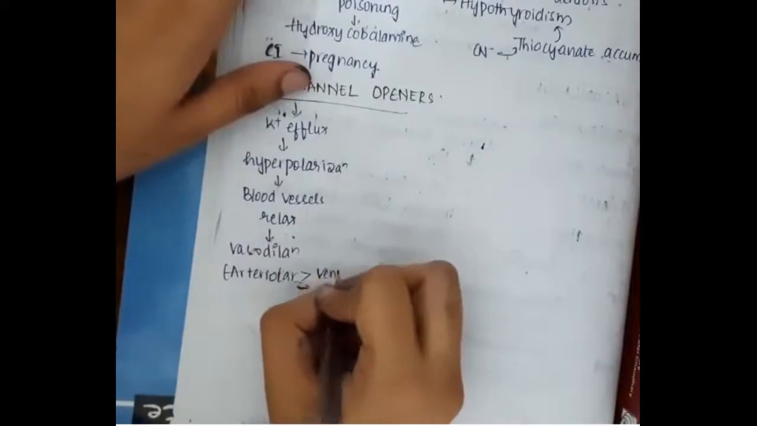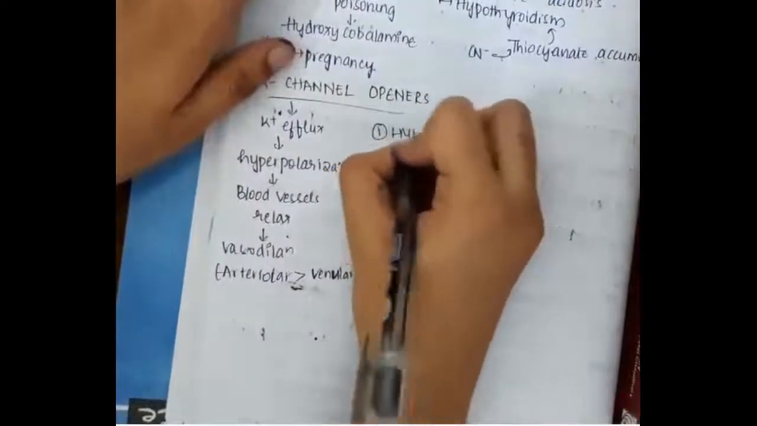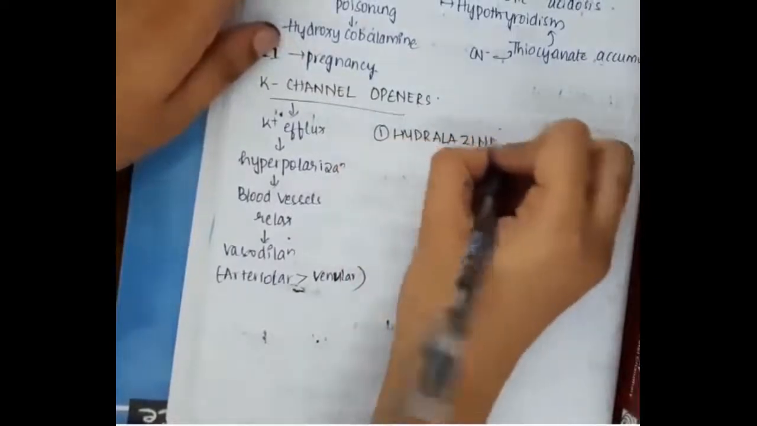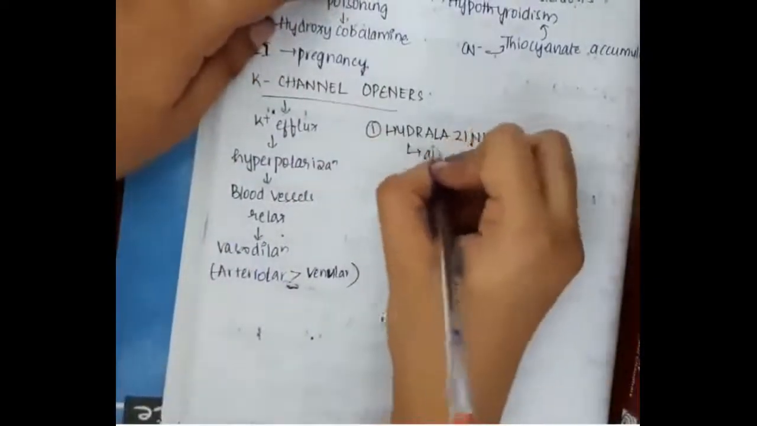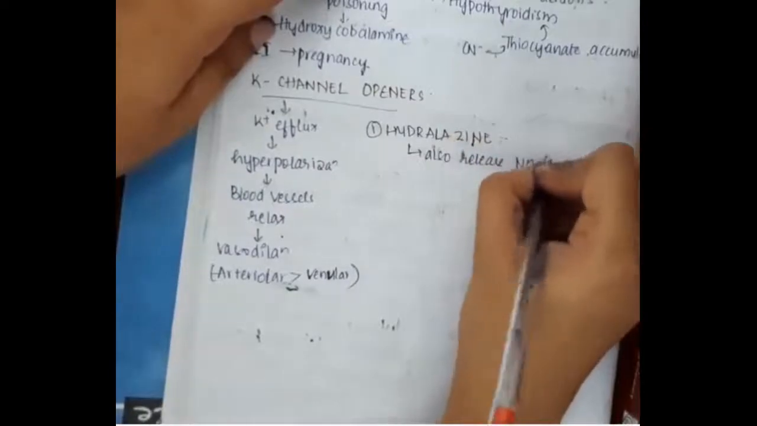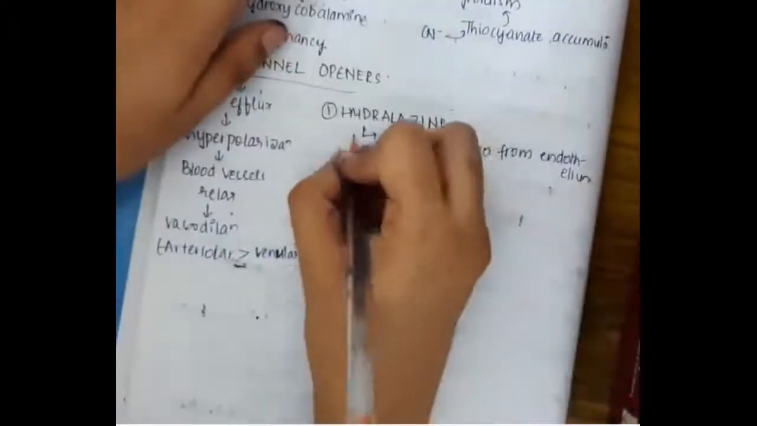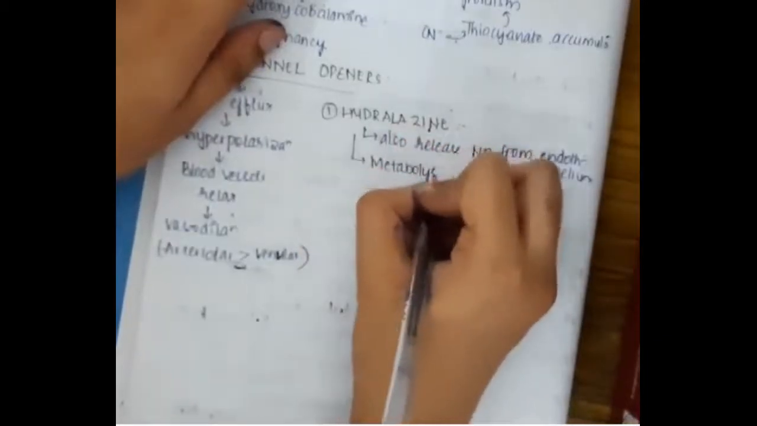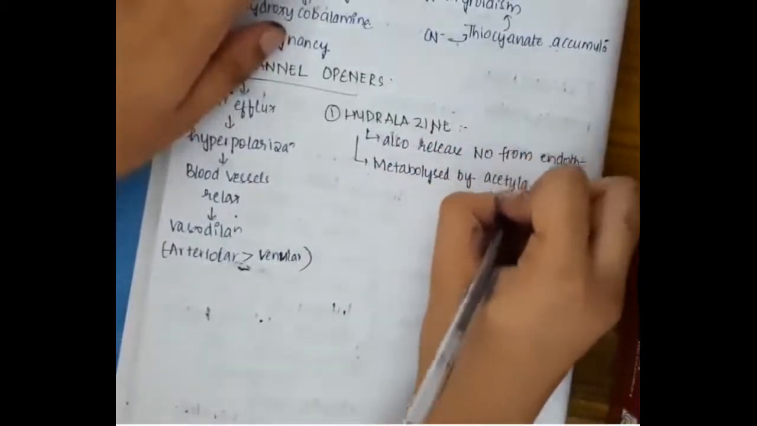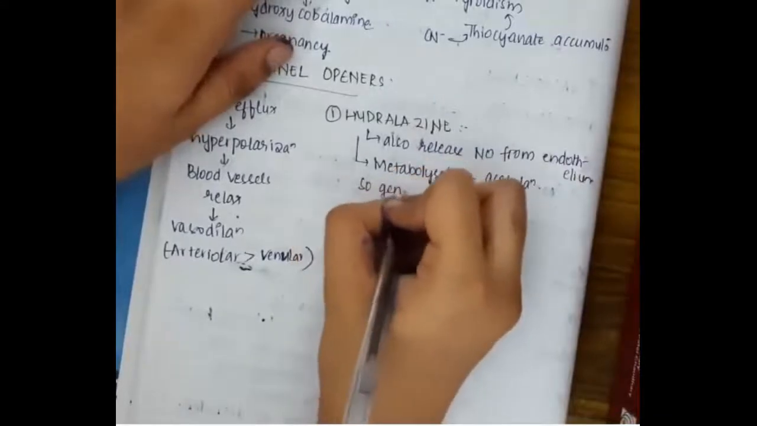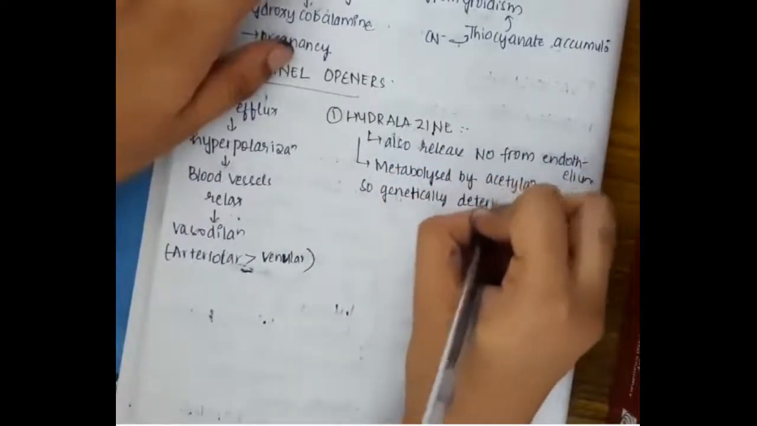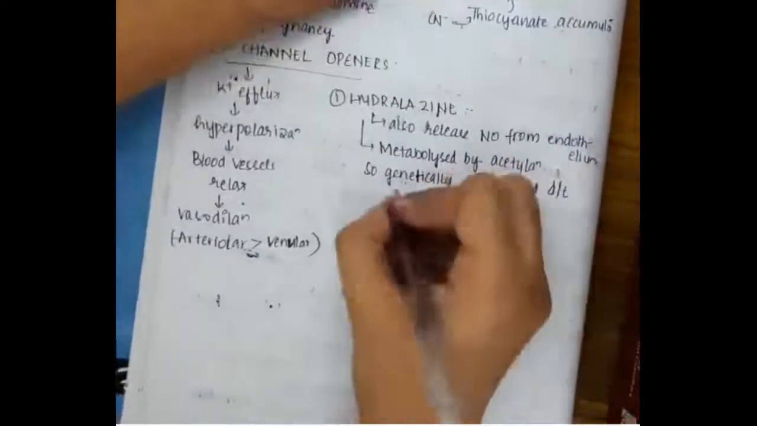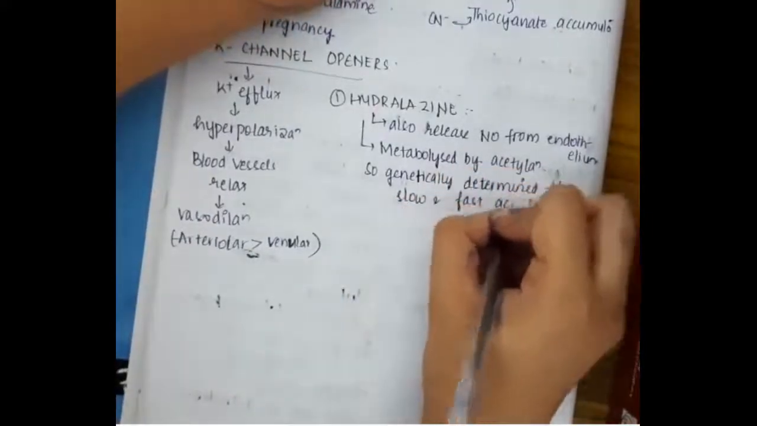Especially there is arteriolar dilatation followed by venular dilatation. Then, one important drug is hydralazine. Hydralazine is a potassium channel opener, and it also releases nitric oxide from endothelium. Hydralazine is metabolized by acetylation, so it is genetically determined, due to slow and fast acetylators.